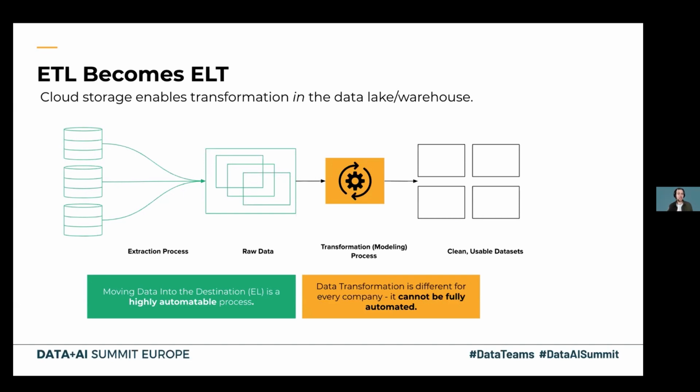And we're able to take advantage of this cloud storage system of these data lakes or warehouses. And we're able to automate the entire extraction process into moving the raw data into these destinations, and move the transformation into the data warehouse and take advantage of that scalable compute. So that way we have these clean, usable data sets that can be used. But ultimately, while we can automate the extract and load functionality, we cannot automate that transformation functionality. And it's different for every company, and we need to figure out a way to solve for both.